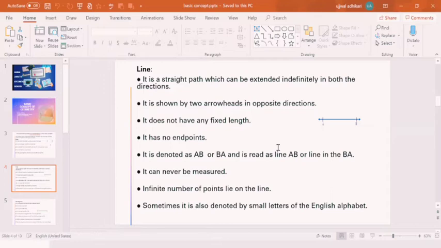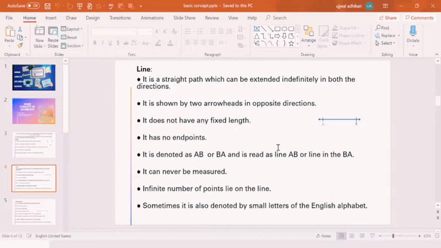अगाडि पनि हामी कुरा गरिसक्यौं. Infinite number of points lie on the line. While we try to put points on this line, an infinite number of points may be placed there. हामी त्यो लाइनमा जति पनि पोइन्ट्सहरु राख्न सक्छौं.